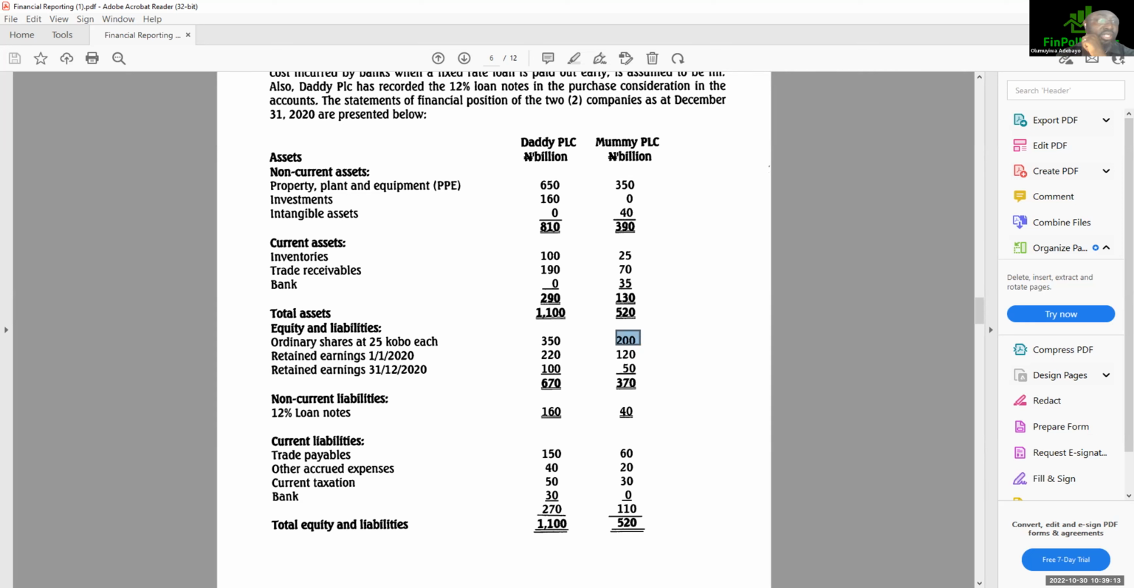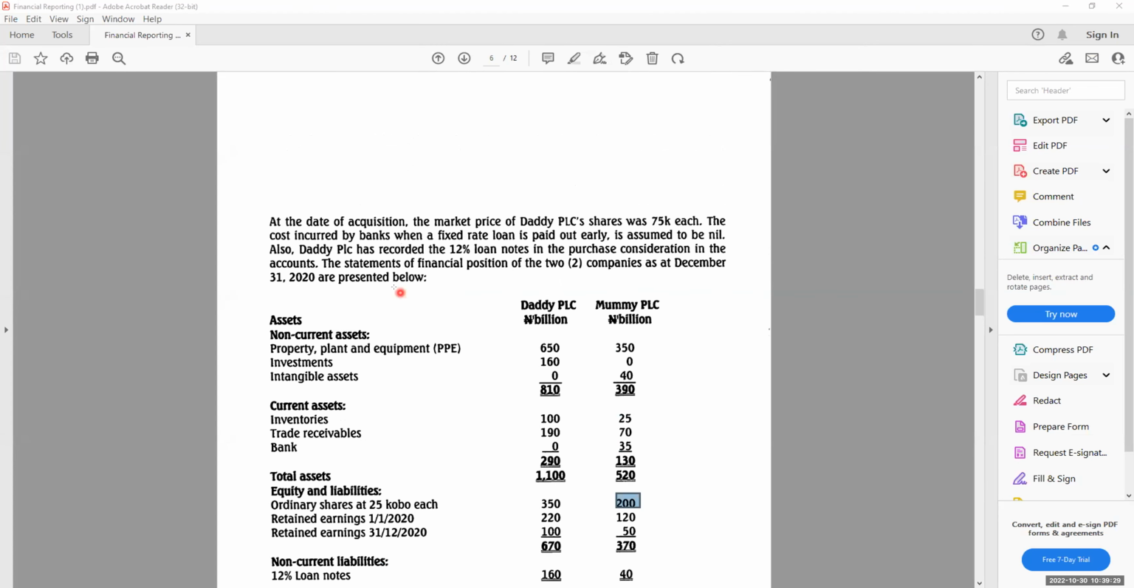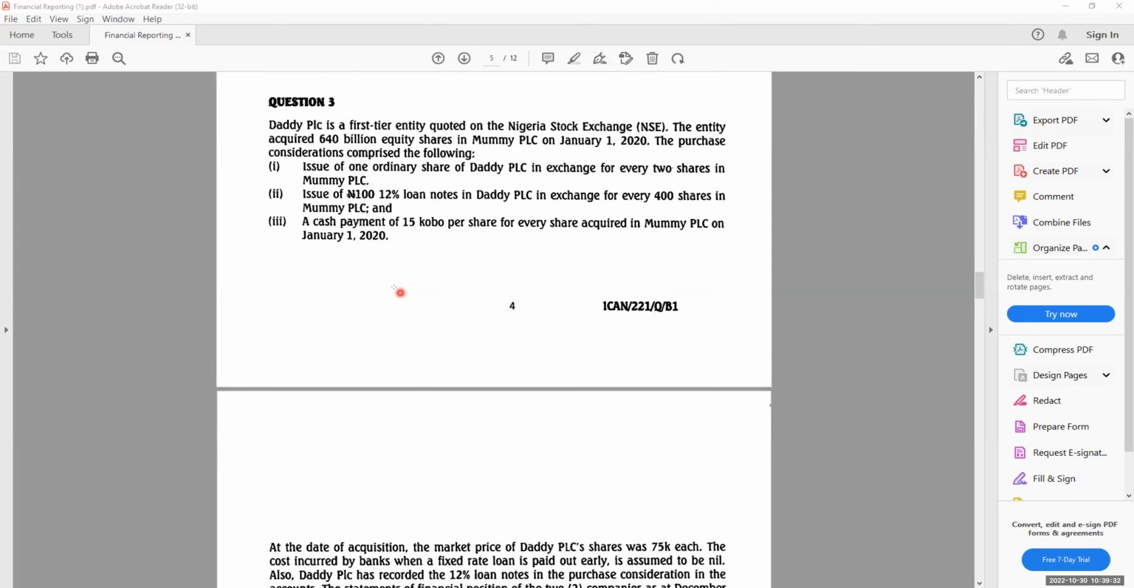Okay, Toby, you can unmute. 800 billion shares. Okay, how do we arrive at that? The value of Mommy PLC's share capital divided by the nominal value of 25 kobo gives us 800. Okay, in that case, what is the fraction of 640? You bought 640 out of 800. What percentage does that represent? 80%. Okay.